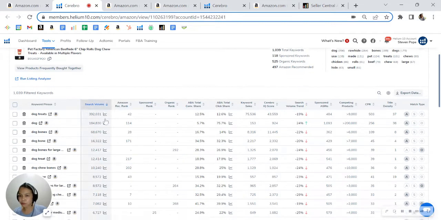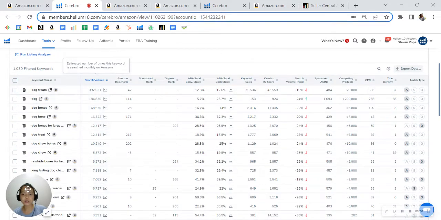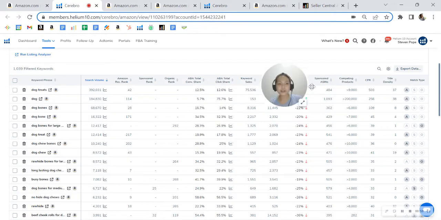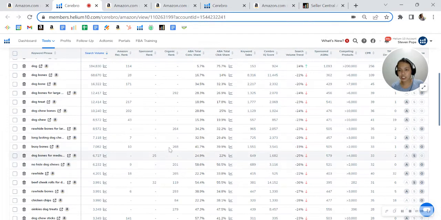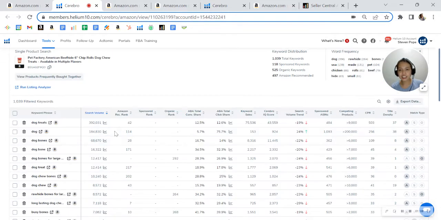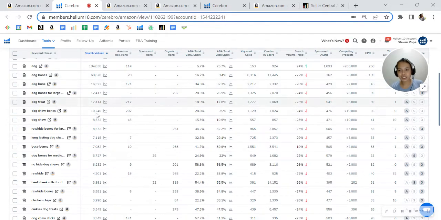Now, if you notice, I sorted the search volume to the highest search volume here. And these are the keywords most frequently searched in the past 30 days. And I was shocked that you are not even indexing to most of these keywords. Your product definitely belongs to these keywords, and you are not currently seen on Amazon. Dog treat. Your product is a dog treat and you are not indexing for both sponsored or organic ranking.